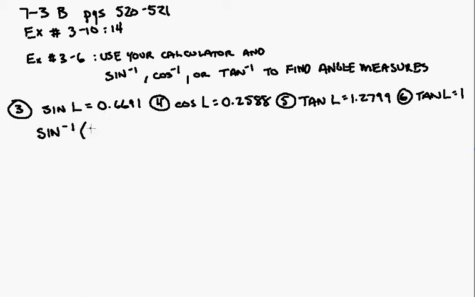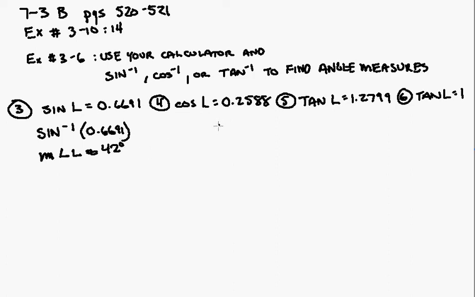Now you input your 0.6691 and hit enter, and what you should get is an angle measurement. That's of course making sure that you're in degree mode and not radian mode. So if you do that, you should get approximately 42 degrees. So that means that the measure of angle L is approximately 42 degrees.